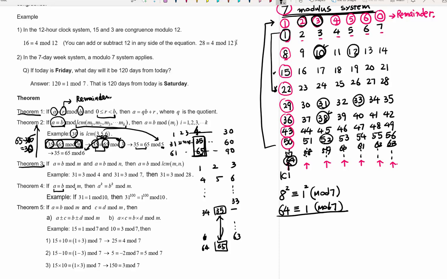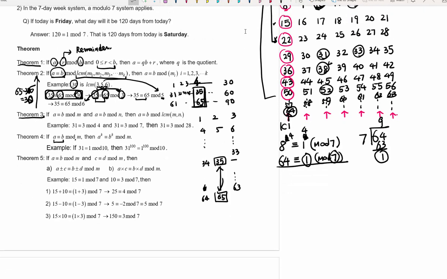This is okay, right? So this number is less than 7. Now we can say 64 divided by 7, the remainder is 1. Is it okay? 64 divided by 7, remainder is 1. That's the meaning. Is it okay? You can make a cube, okay? Or you can make a fourth power. It doesn't matter. That is always working. Okay, so you have to memorize this one.